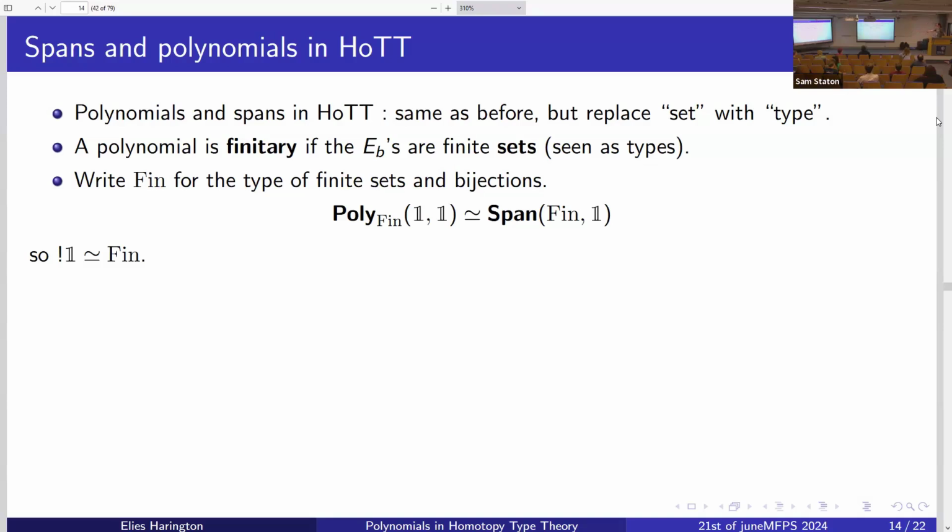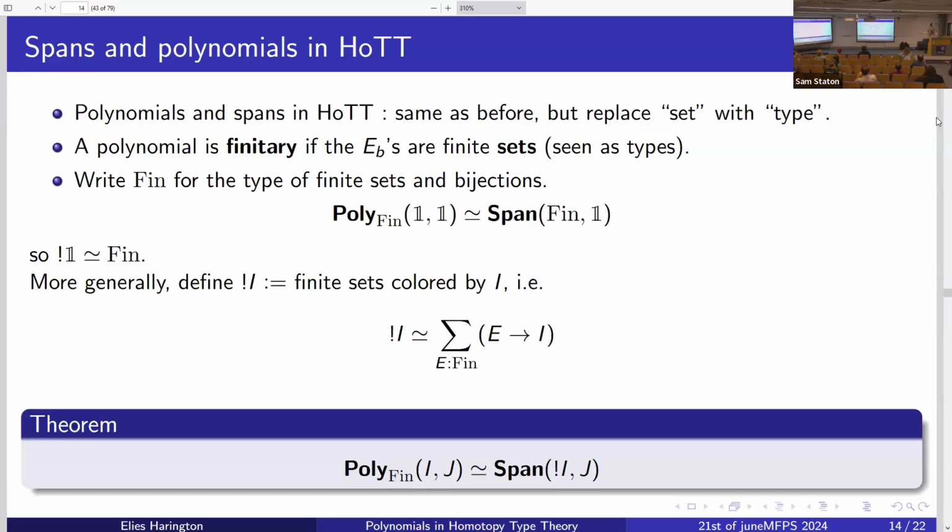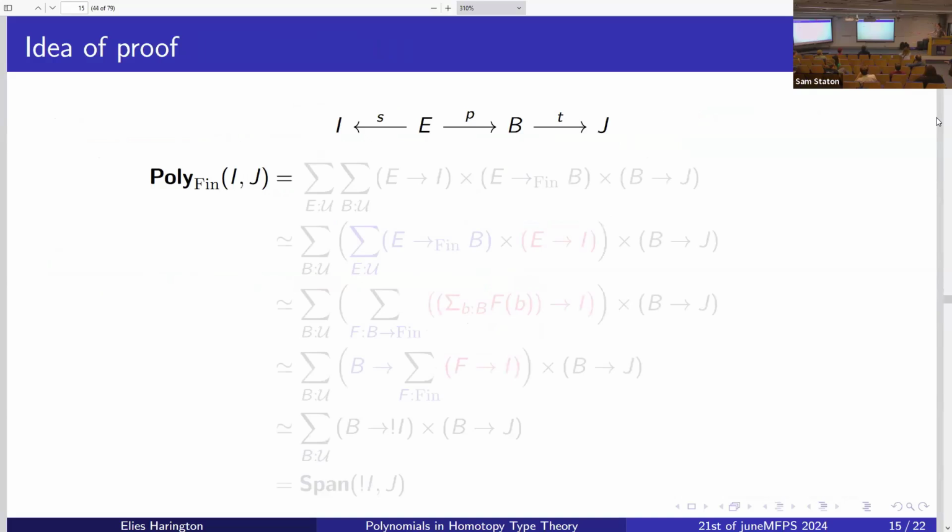So we can define bang of 1 to be the type of finite sets and bijections. And more generally, if we define bang of some type I to be the type of finite sets together with a coloring by I, so pairs of a finite set and a map to I, we can show this equivalence of types in full generality for all types I and J. So this is even stronger than just sets I and J, it's all types I and J. And the way the proof works in HoTT, so this is maybe the most technical slide of the talk, is just by basically reasoning with the chain of equivalences using a lot of very standard lemmas of homotopy type theory.